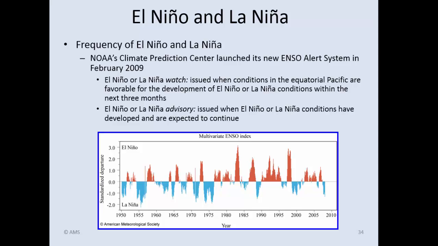But at any rate, you can see that we've had some very strong El Ninos. That one there in 1983 was the strongest one ever recorded. We had another big one here in 1998, and then 2015 was a big one that doesn't show up on this map.